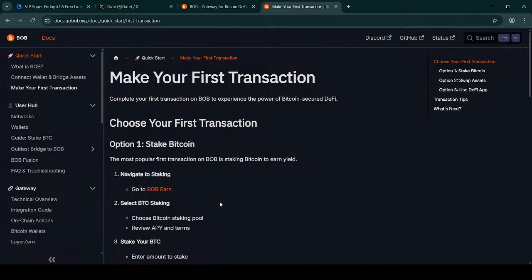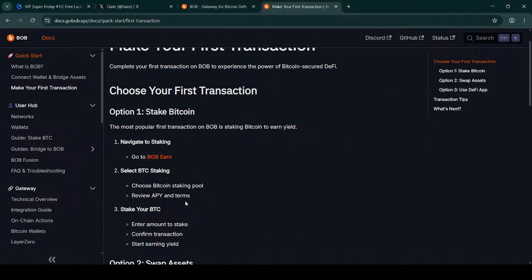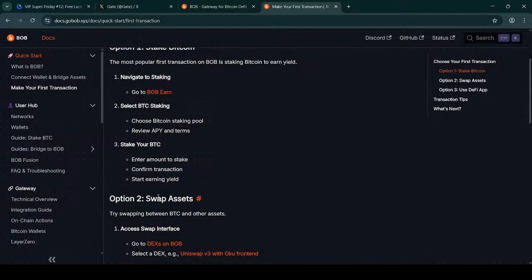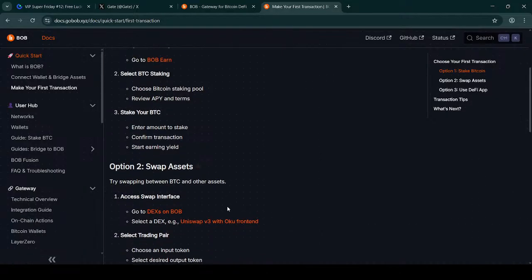Make your first transaction. Choose your first transaction option. Option one: stake Bitcoin. The most popular transaction on BOB is staking Bitcoin and earning yield, guys. Navigate to Earn, select BTC staking, choose the BTC staking option, review the fee and term, enter the amount you want to stake, and confirm the transaction to start earning.